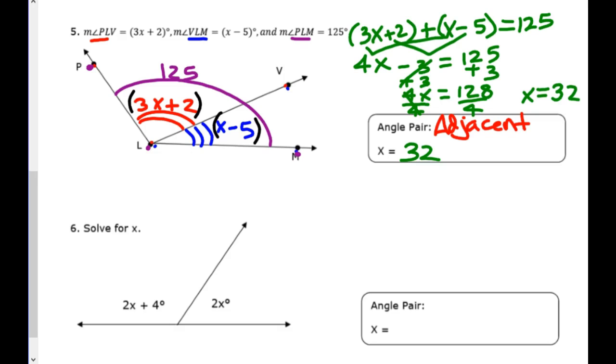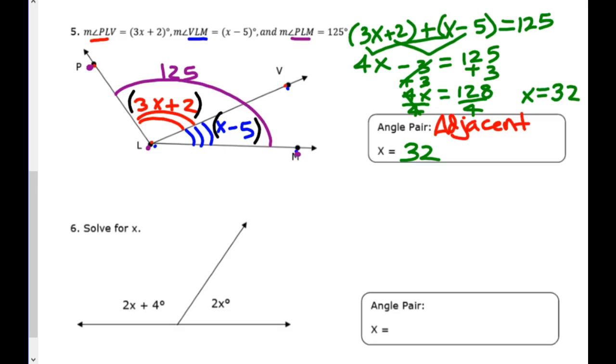So this was not complementary, not supplementary. Okay. They were just adjacent, but you can add them up equal to the whole. Part plus part equals whole. That's the rule, right? That's called the angle addition postulate. Number 6 is kind of more the same.